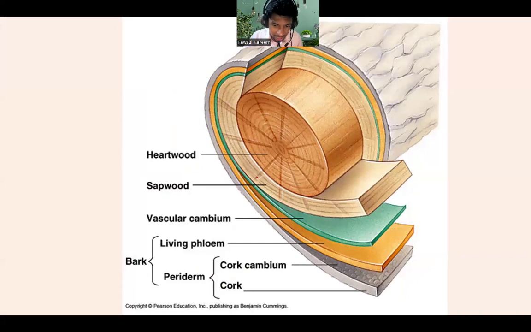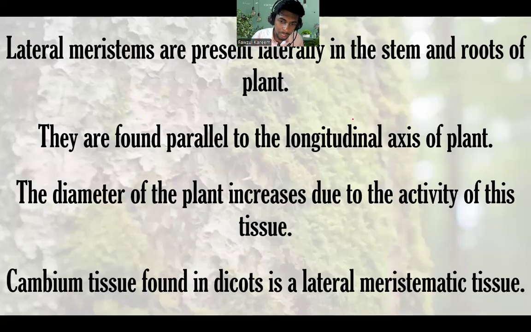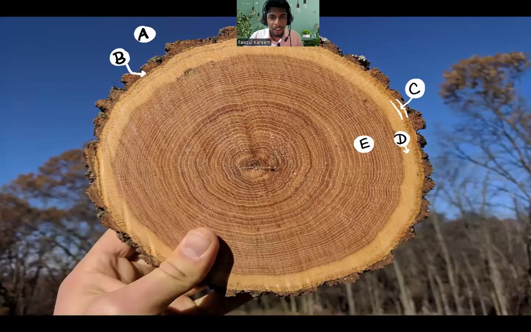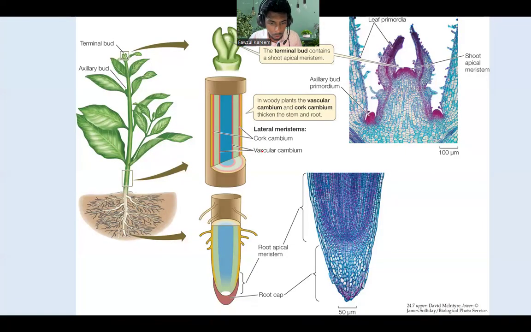I will explain again. Okay, listen here. Here they have mentioned vascular cambium as the lateral meristem. So this meristem will produce cells in this direction inside and also outside. So what will happen to the diameter? It increases. For example, if the lateral meristem is here, they will produce cells in this direction, inside and also outside. So what will happen to the diameter? Increase.